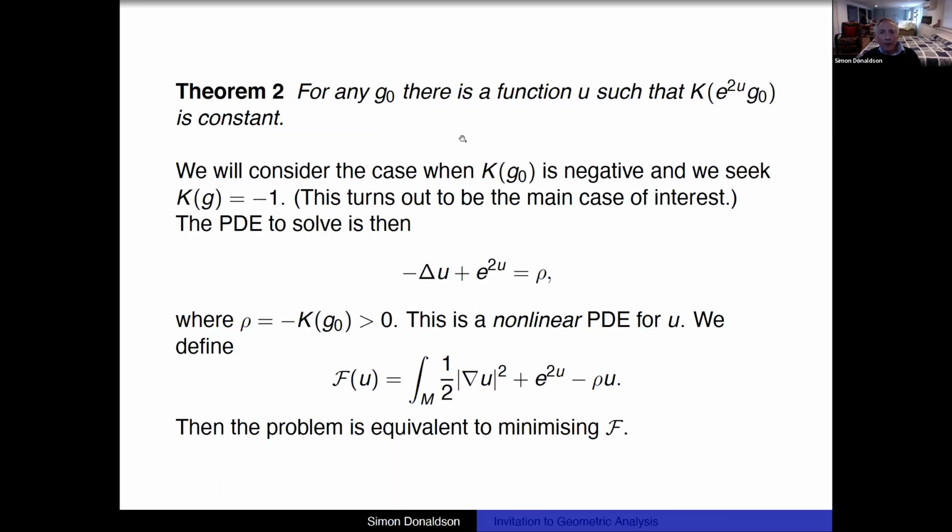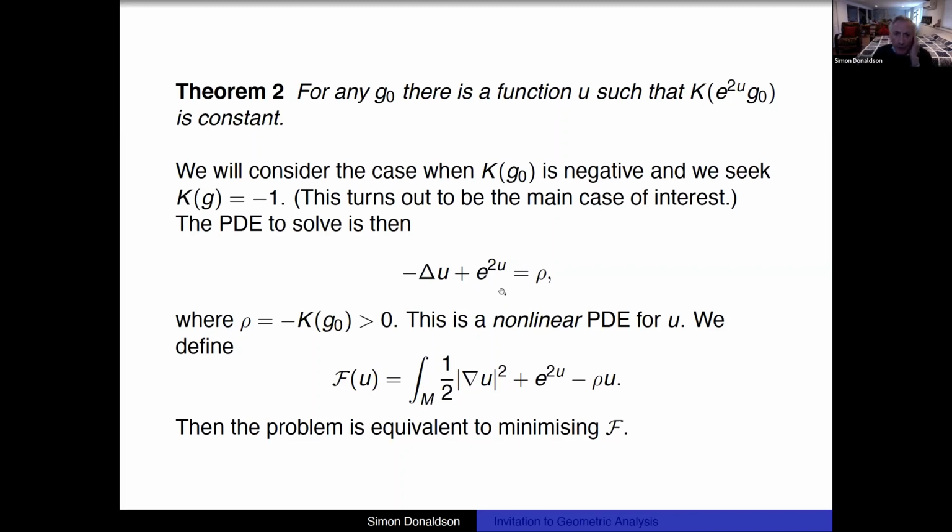It turns out this is the main case of interest. So using our formula, we have to solve a PDE for this function u on our manifold. This is the PDE where the right-hand side rho is minus the Gauss curvature of the original metric, so this is positive by our hypothesis. Again, we have a PDE to solve with a motivation from a natural question in differential geometry. But now we have a nonlinear PDE for our function u because of this exponential term.